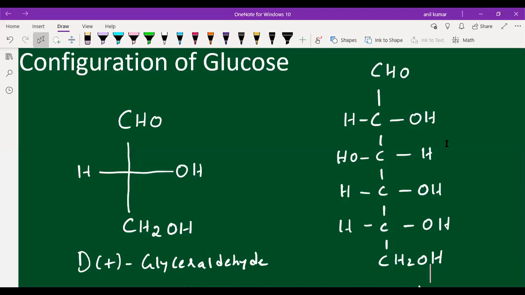I already said, an asymmetric carbon means a carbon which is attached to 4 different groups. One more name is a chiral carbon. Please make a note: asymmetric or chiral carbon, both are the same. An asymmetric carbon is a carbon which is attached to 4 different groups. So I will show how many asymmetric carbons are present.